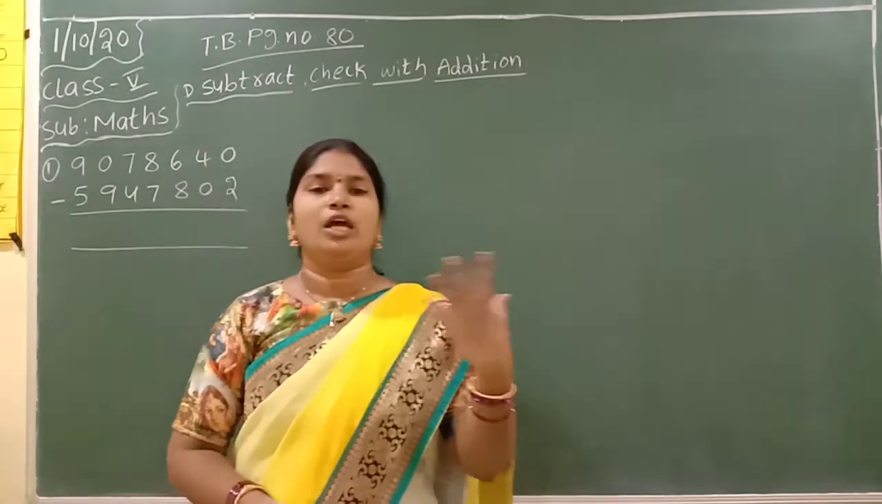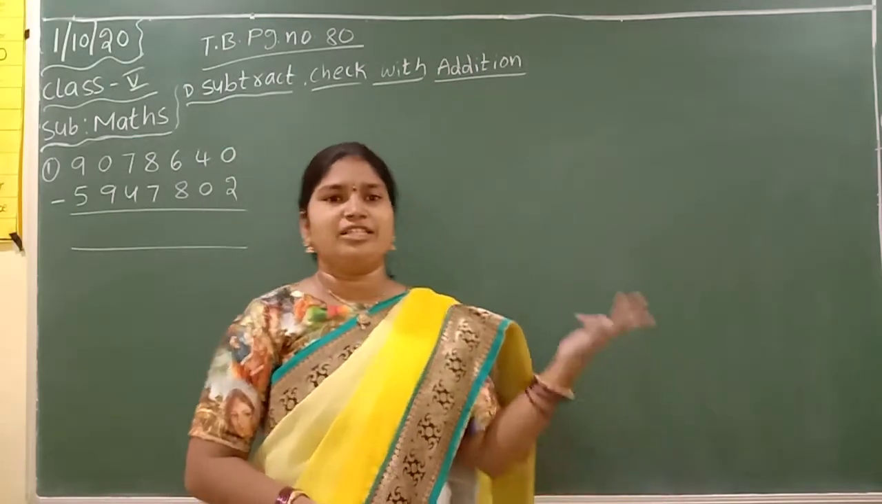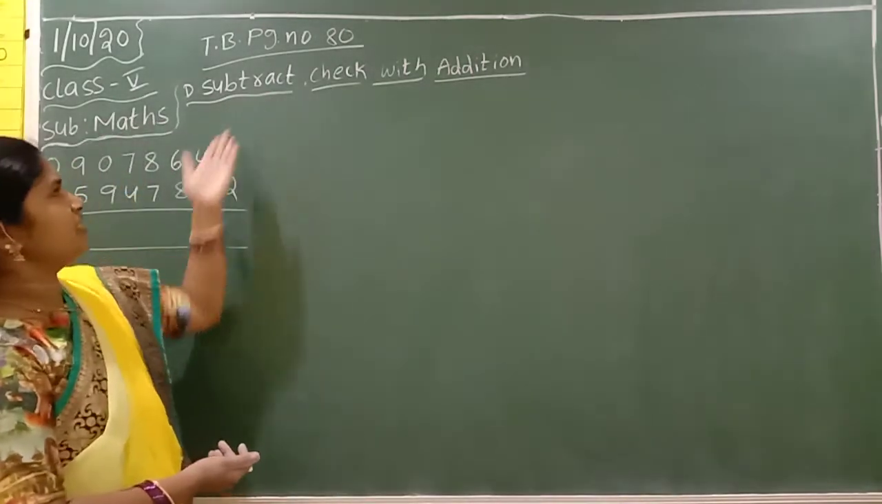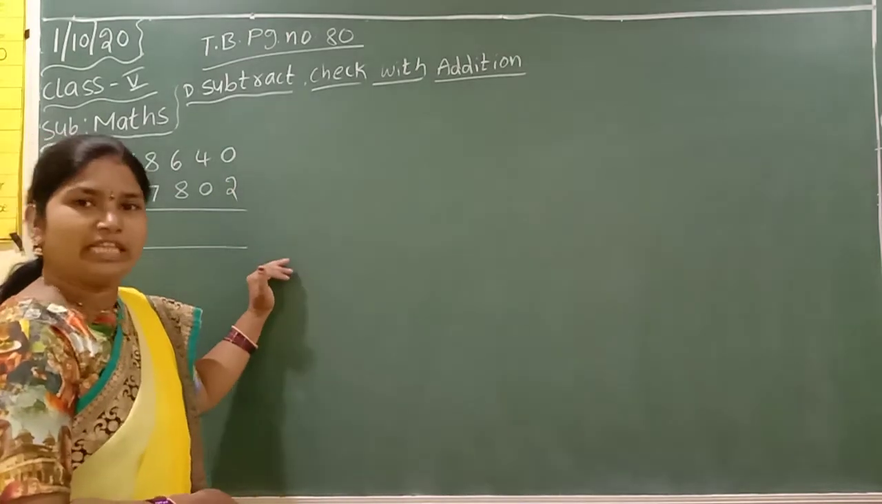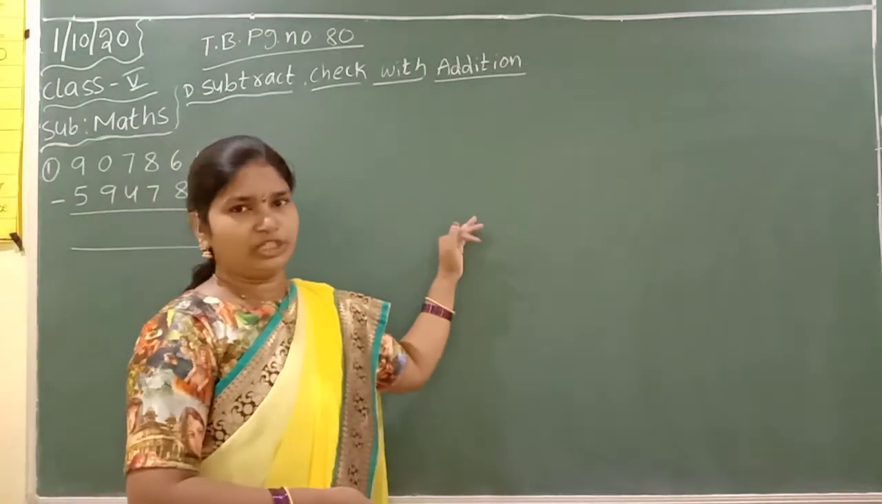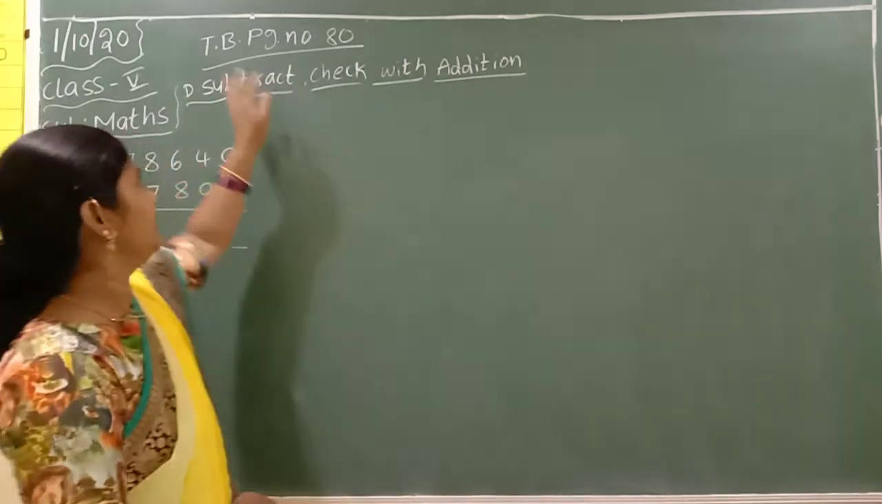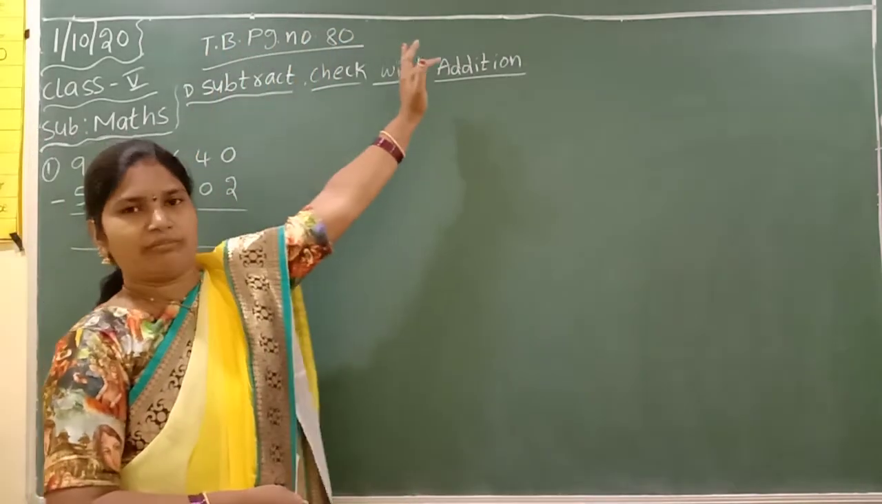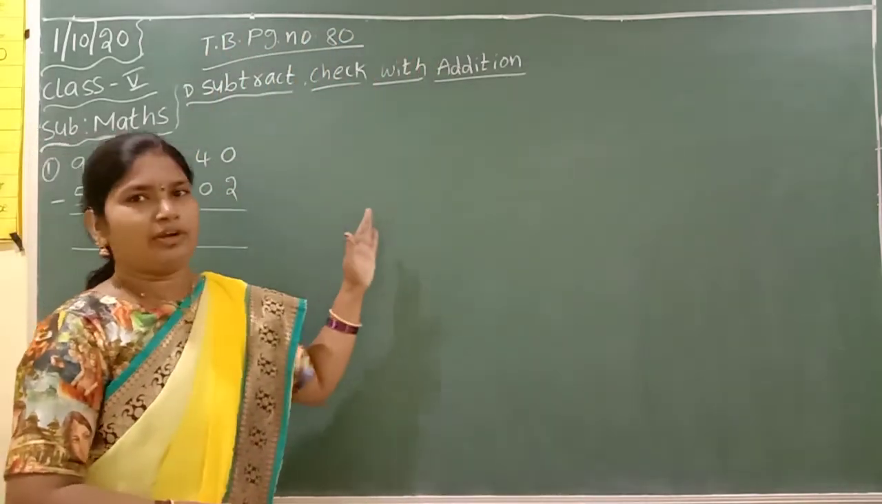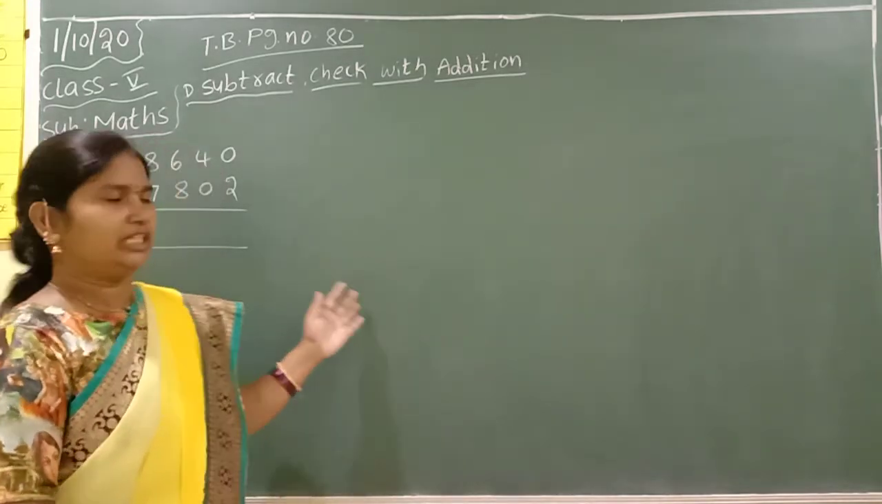Today in 5th class mathematics we are going to discuss what we learned in previous classes, addition and subtraction. Now, for this DBT, first of all you have to do the subtraction. After that, check with addition whether the answer is correct or not. It is in your textbook page number 80. After the class you have to open your textbook and check it once.